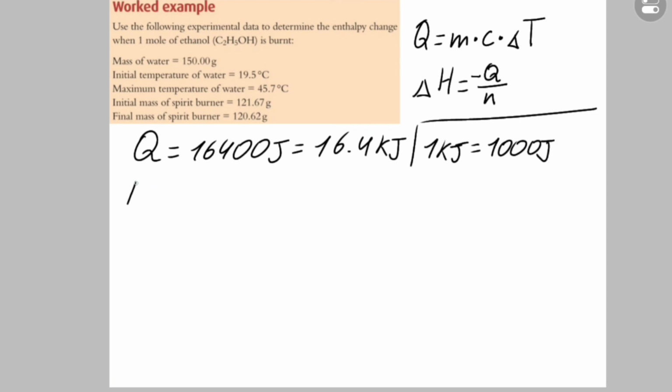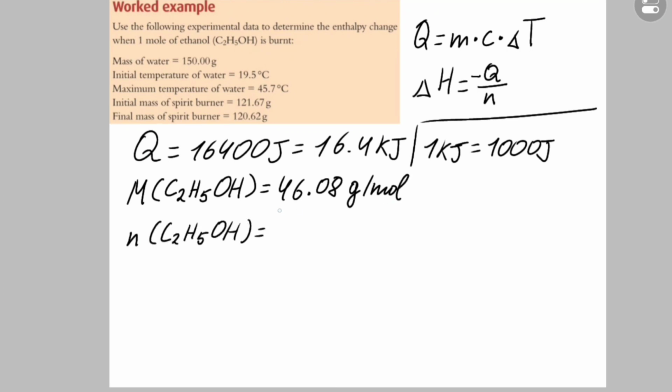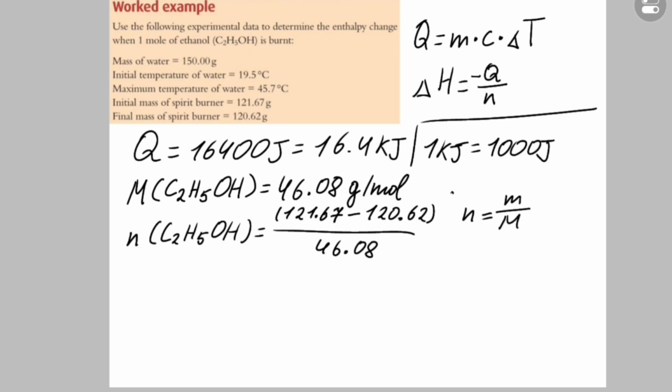This amount of heat is supplied by the mass of ethanol burned, so we need to subtract the final mass of the spirit burner from the initial mass, so that we can get the mass of ethanol burned. To determine the number of moles of ethanol reacted, we need to use this formula. Number of moles equals mass divided by molar mass. So the molar mass of ethanol equals 46.08 grams per mole. So we can do these calculations to get the number of moles reacted.